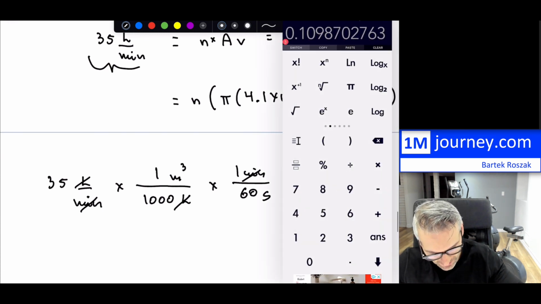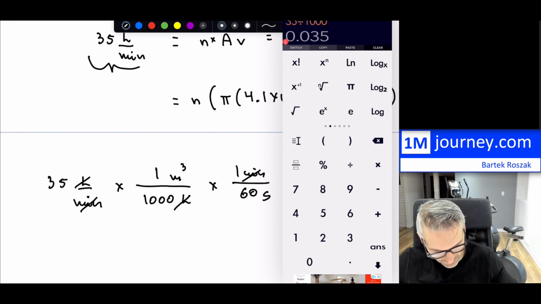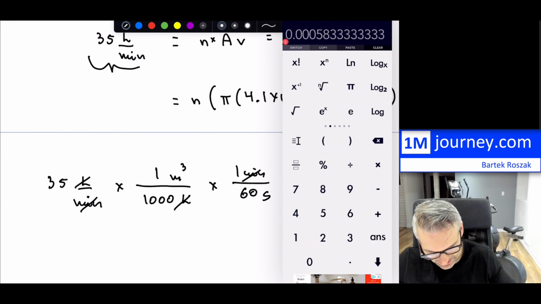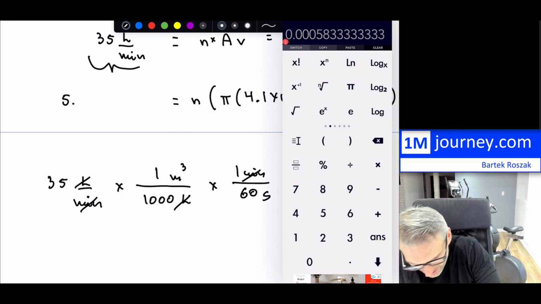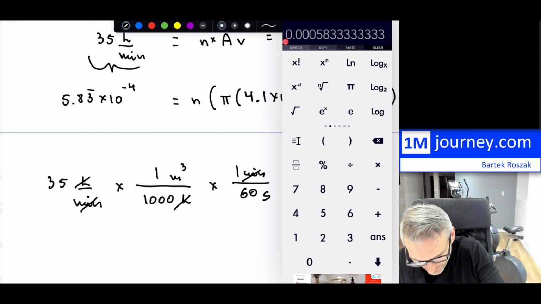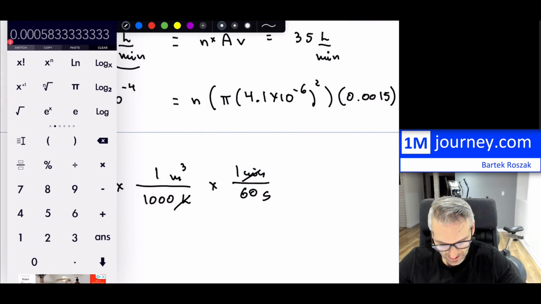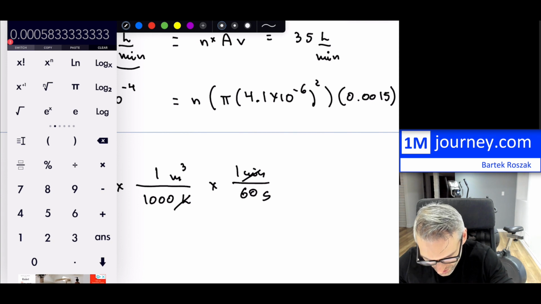So what would that be? So 35, and this is going to be divided by 1,000. So that's now meters cubed, and it's still divided by 60 because I want it per second. So as you can see there, I'm going to put it in scientific notation. So 3 times 10, and that's 1, 2, 3, 4, so -4. Now everything is in metric standard units. All right, now solving for n, I have to take my left-hand side and divide it by all of this junk over here.